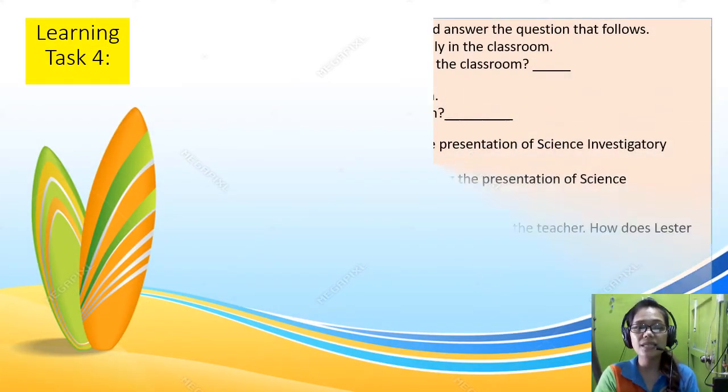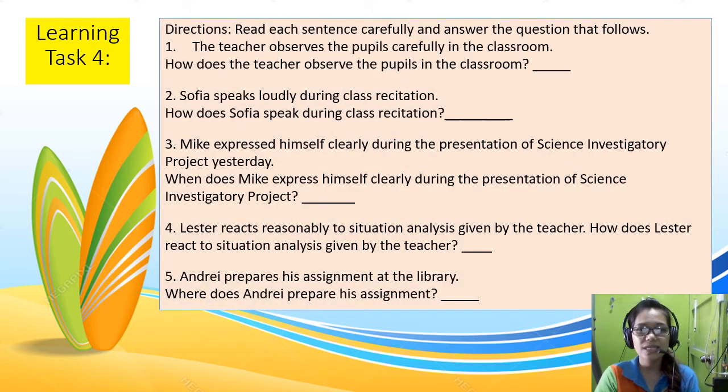For learning task number 4, directions. Read each sentence carefully and answer the question that follows. Number 1. The teacher observes the pupils carefully in the classroom. Again, the teacher observes the pupils carefully in the classroom. How does the teacher observe the pupils in the classroom? Your answer must be an adverb. Number 2. Sophia speaks loudly during class recitation. How does Sophia speak during class recitation?